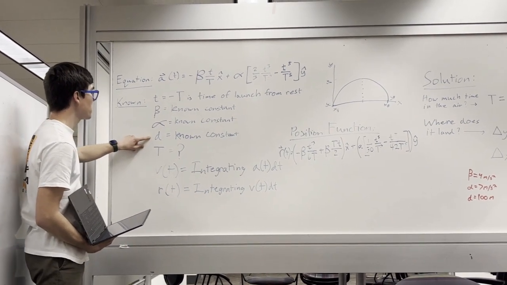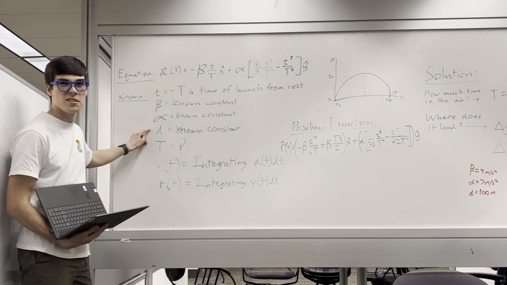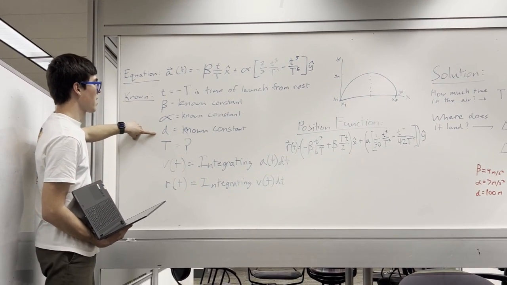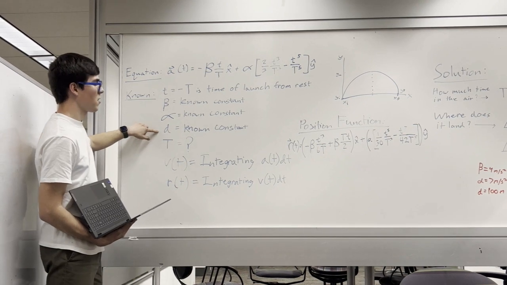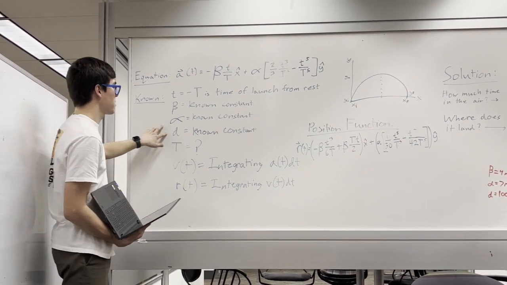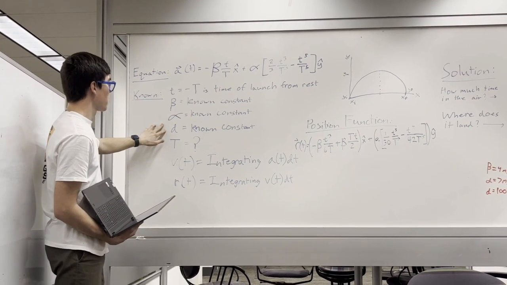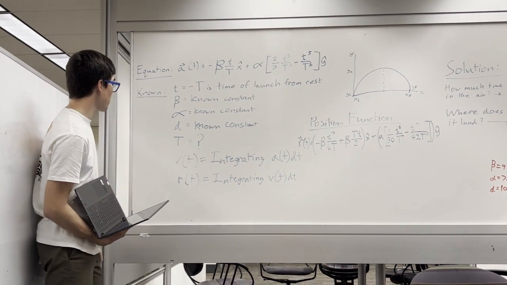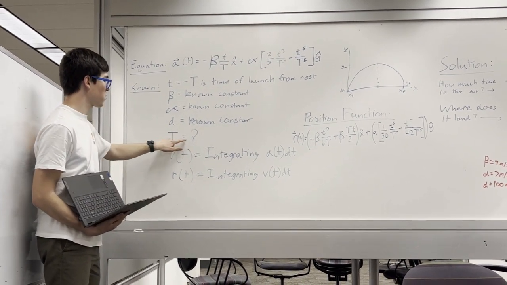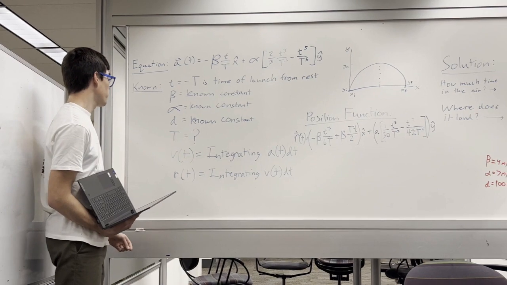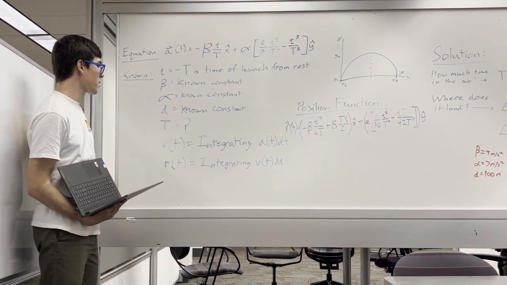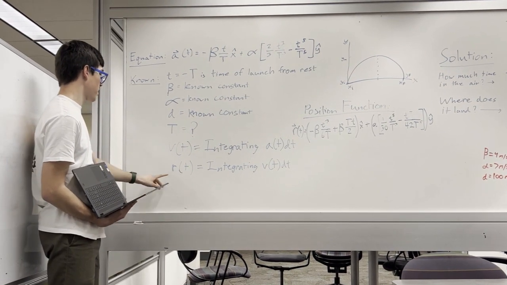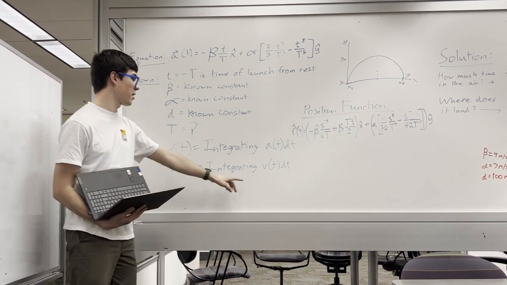And we also have d, which is a known constant, the distance that the helicopter traveled. We researched the actual helicopter itself, and it traveled 100 meters across Mars to get to the rover. So we set d equal to 100 meters in our equation, and we're trying to solve for big T. That's why we have a question mark here. Then we have our velocity function, which is integrating our acceleration, and then our position function, which is integrating the velocity function.